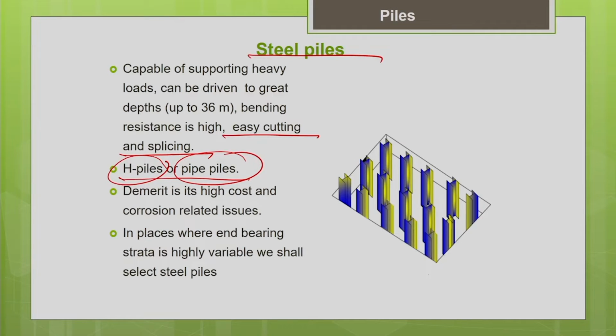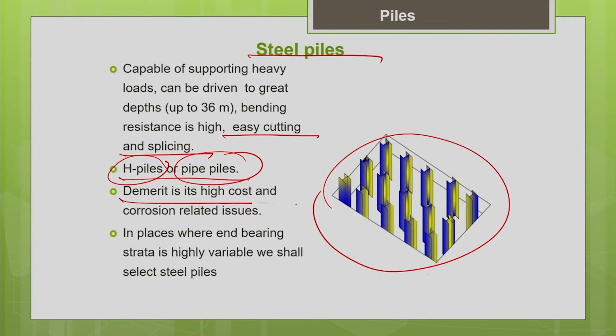One thing to be noted is that the H pile is very good in driving, even in hard soil conditions. You can easily drive the H pile into hard soil. So in a marine environment, we always prefer the steel H pile, at least the tip should be a steel H pile, because it is very much needed for hard driving. But the demerits are its high cost and the corrosion related issues, which you know are obvious for steel piles.